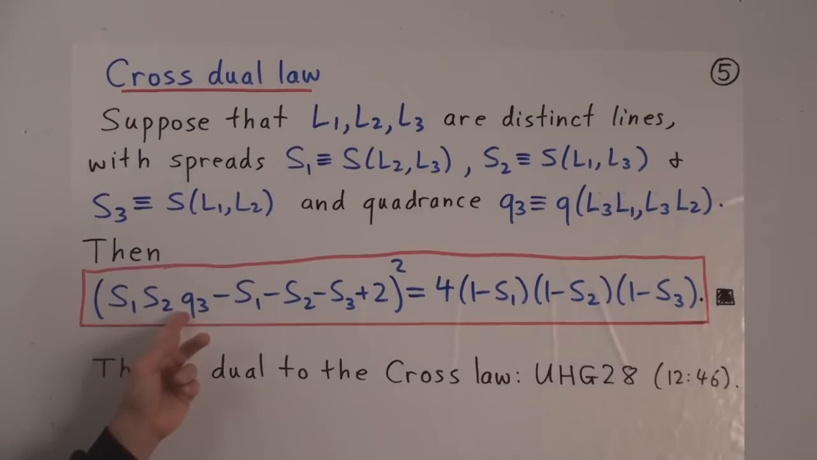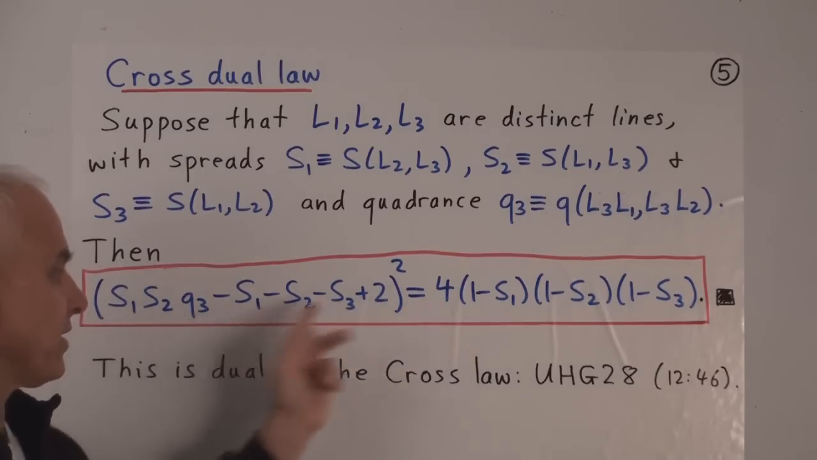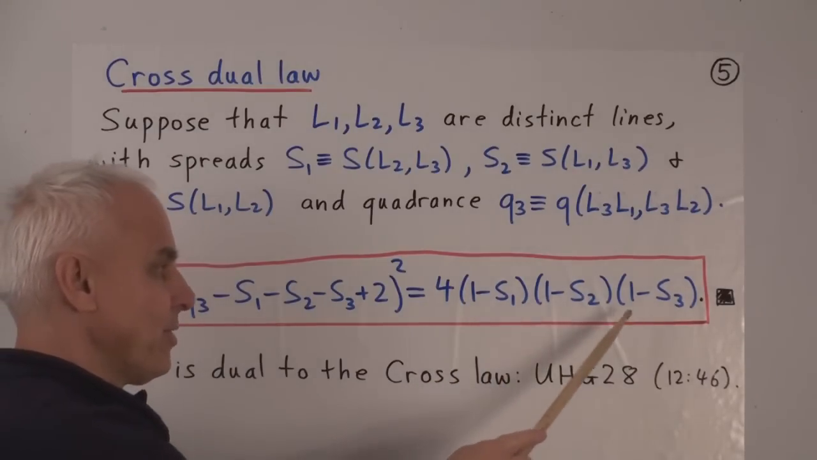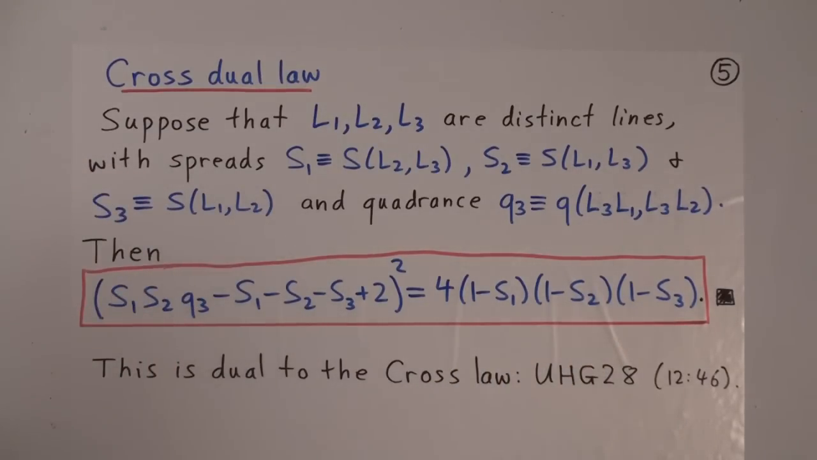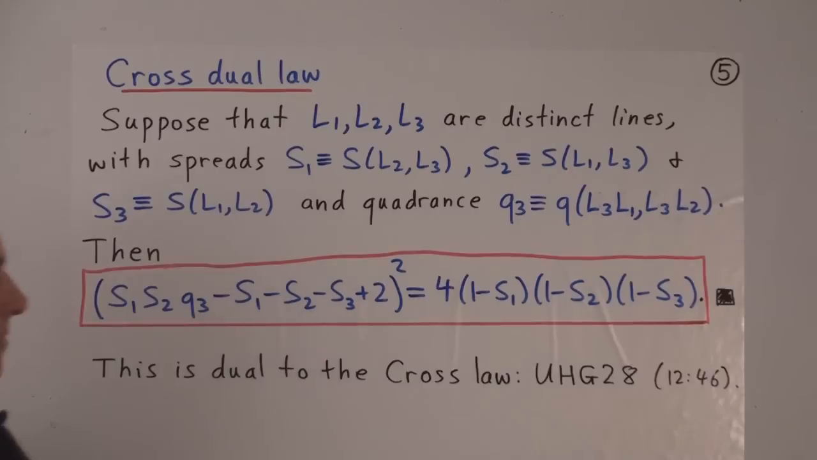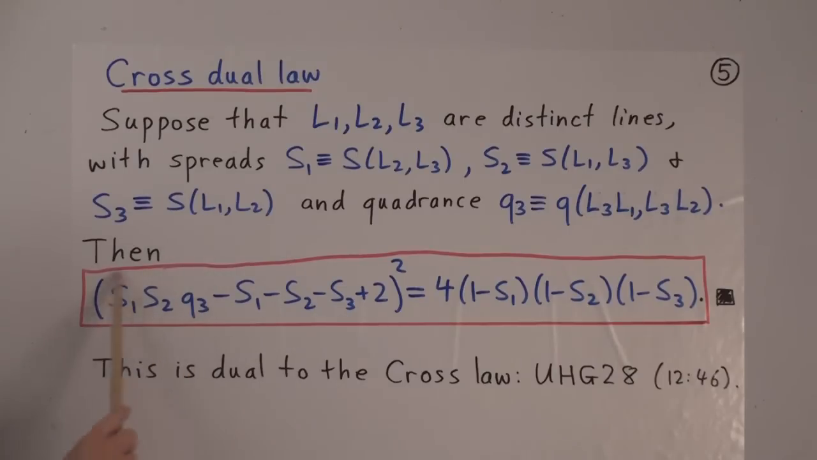So (S1 S2 Q3 minus S1 minus S2 minus S3 plus 2) all squared is 4 times (1 minus S1) times (1 minus S2) times (1 minus S3). That's dual to the cross law. The cross law is referred to here. And there are really 3 such cross laws, because in here we can replace this, if we like, by S1 times S3 times Q2, or S1 times S3 times Q1. So the cross-dual law.